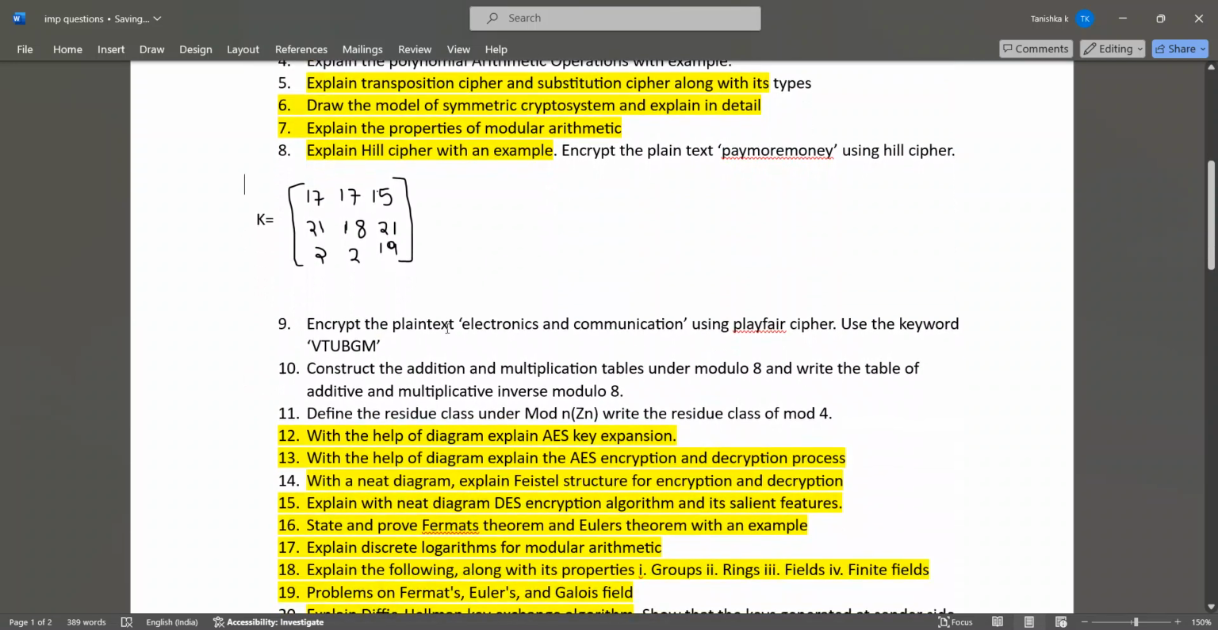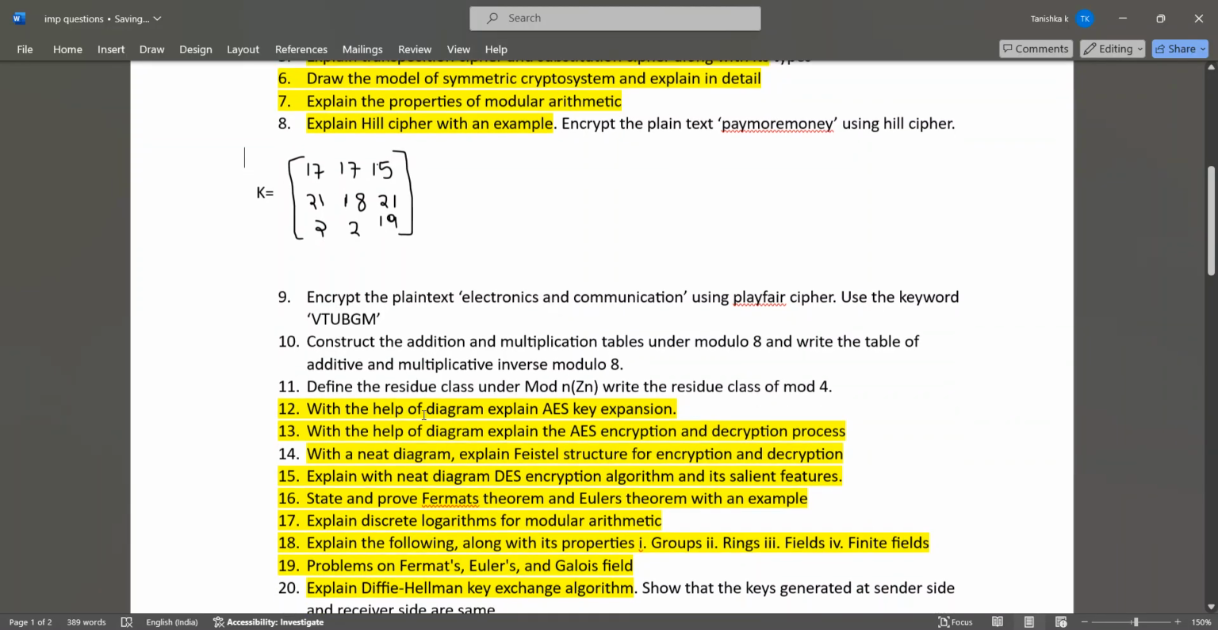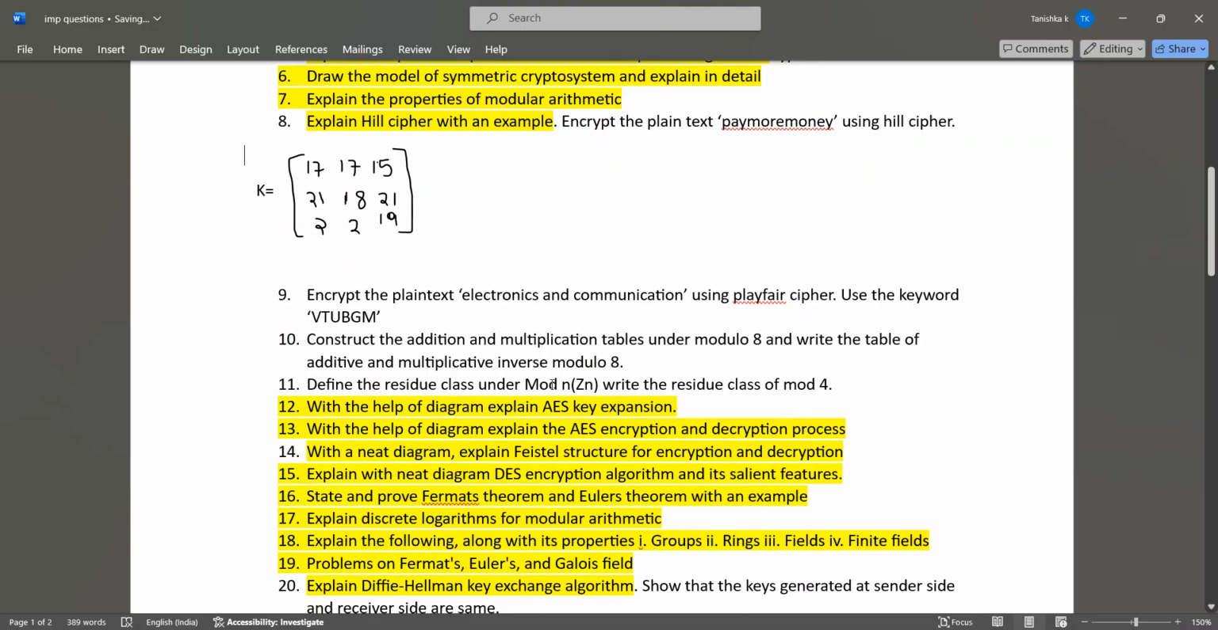Then, they will give a plain text, like "electronics and communication", and ask you to encrypt it using the Playfair cipher with the keyword VTU BGM, something like that. Then construct the addition and multiplication tables under modulo 8 and write a table of additive and multiplicative inverses modulo 8. Then define the residue class under mod n, Zn, and write the residue classes of mod 4.